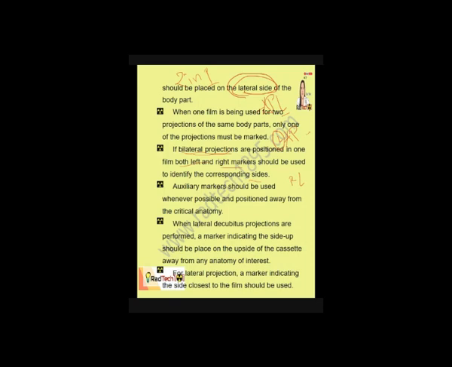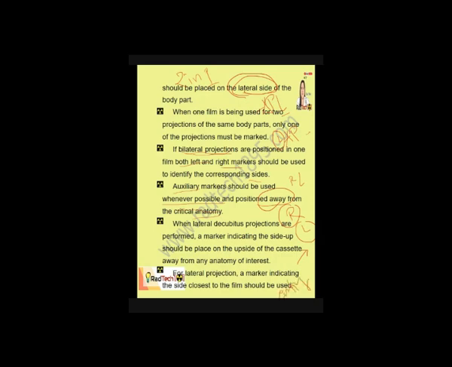Auxiliary markers should be used. Yung auxiliary, yung sinasabi kong additional lead markers. It should be used whenever possible, and must be positioned away from the critical anatomy. Ito yung sinasabi ko, halimbawa, maglalagay tayo ng marker na R, maglalagay ng marker na L, so right or left, or maglalagay ng marker na arrow. So may mga ganyang marker, or maglalagay ng marker na entry.